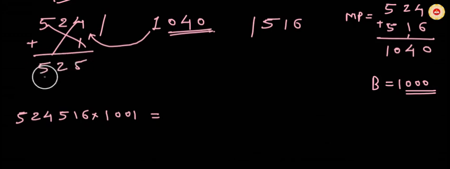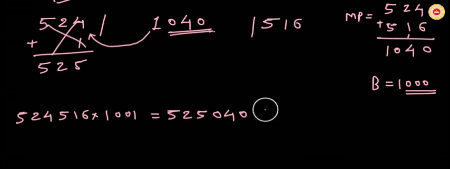What is the leftmost part? 525. What is the middle part? 040. What is the rightmost part? 516. So this is the answer.